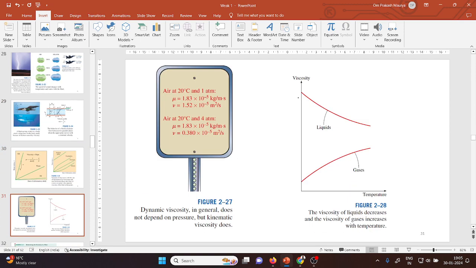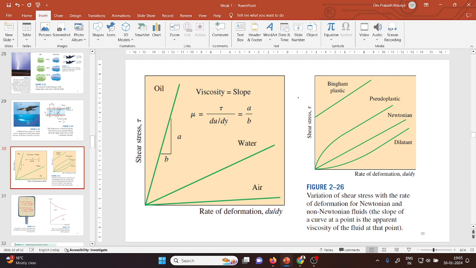Now coming to a very important thing: the graph for Newton's law of viscosity, which you all know, tau equals mu du by dy. This is Newton's law of viscosity: shear stress is equal to dynamic viscosity times del u by del y, that is the change in velocity in the y direction.